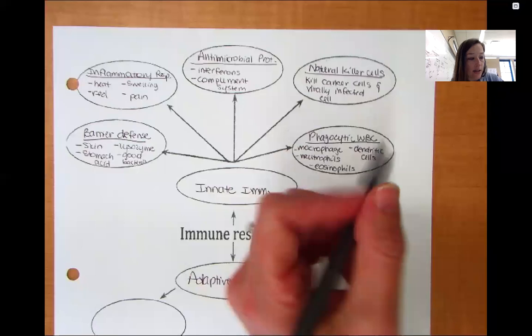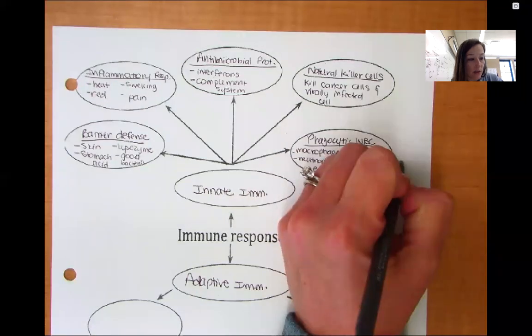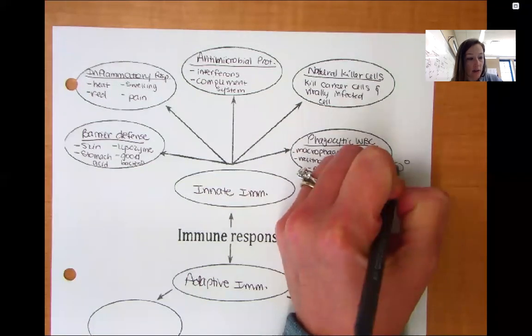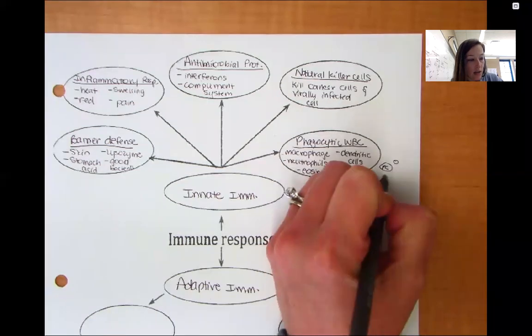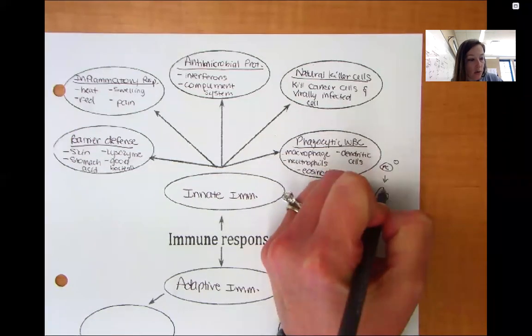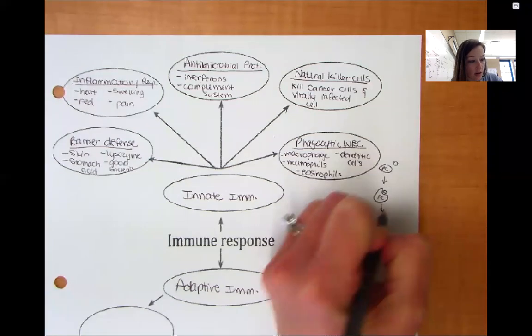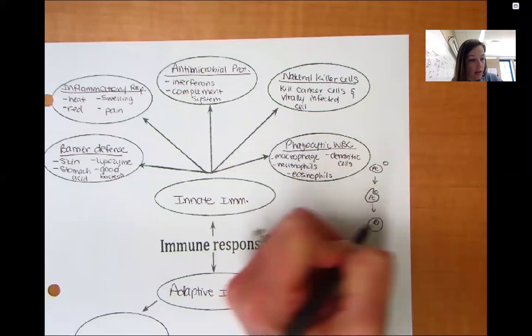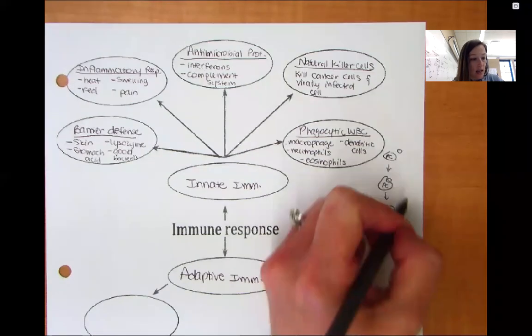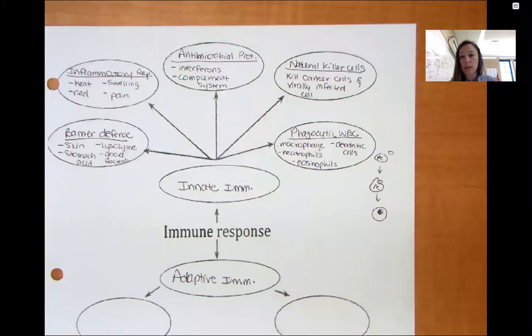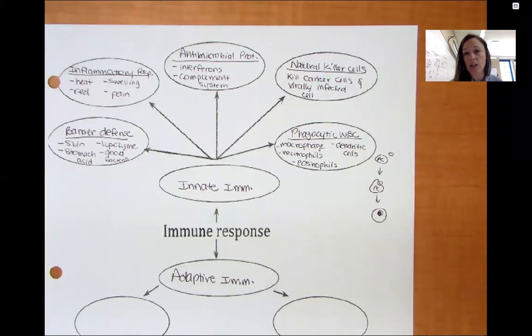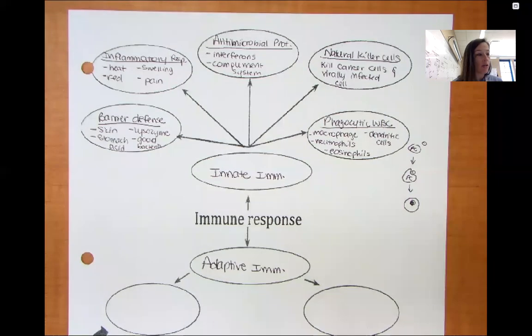So all of these guys are going to come upon, so here's a little bacteria, here's the phagocytic cell, and they're going to form a vesicle around that bacteria, bring it inside, and then they're going to fuse it with a lysosome to digest it. So they're going to kill the bacteria that way. And so all of those are non-specific.